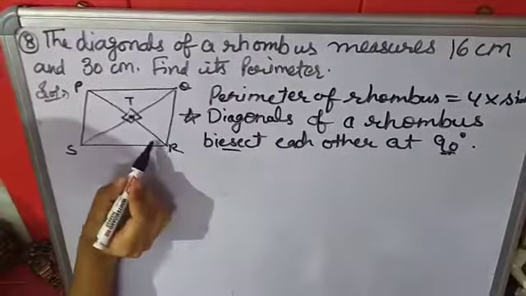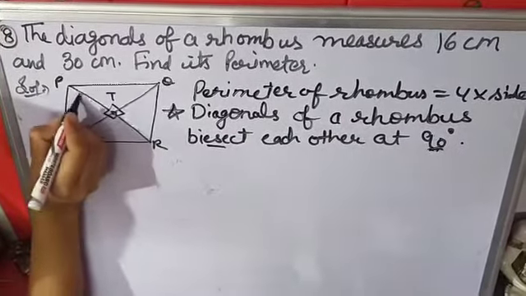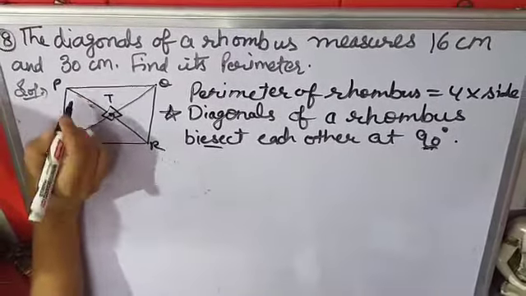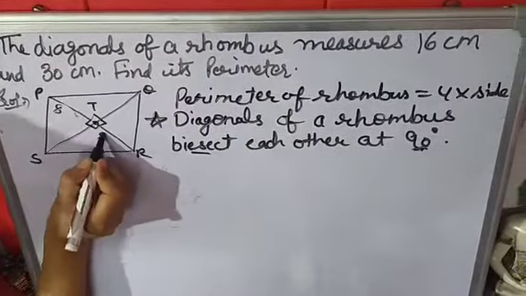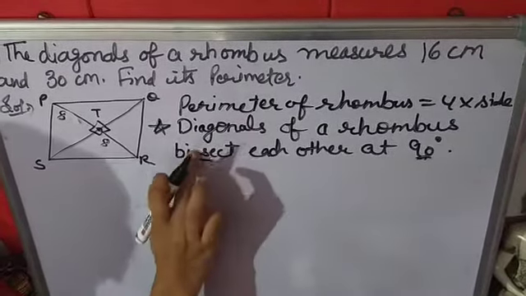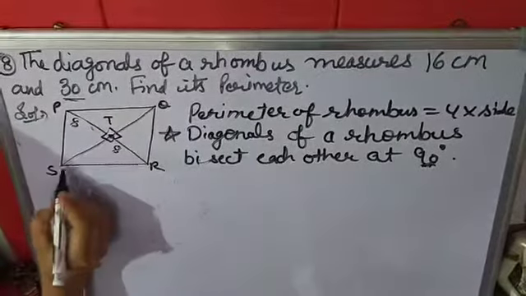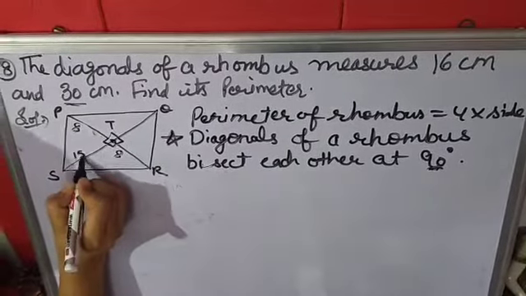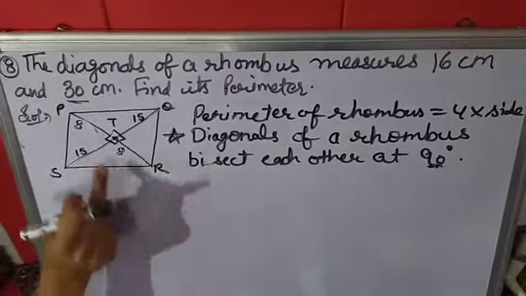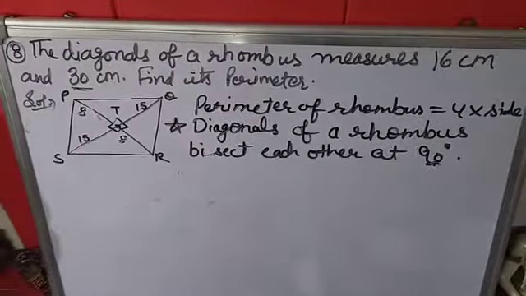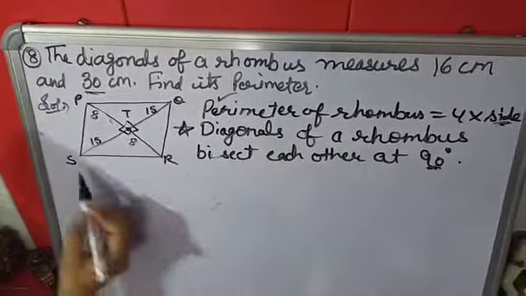If PR is 16, so PT will be 8 centimeter, and TR also 8. And if SQ is 30, so ST will be 15, and this TQ will be 15. Rhombus diagonals bisect each other at 90 degree. Now you have to find perimeter. For perimeter you want side, but side is not given.